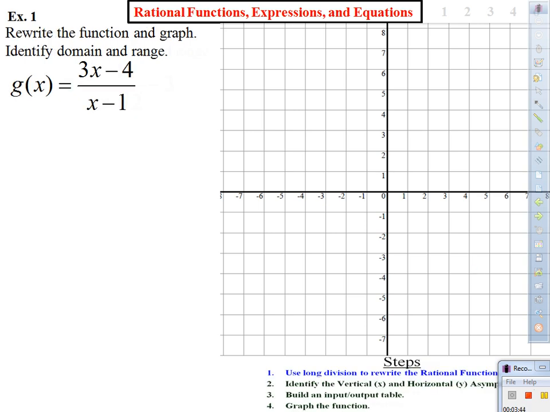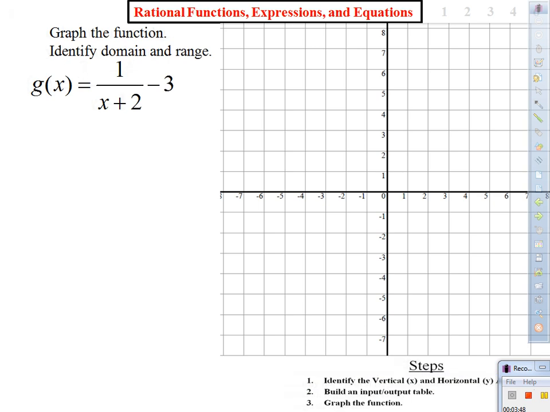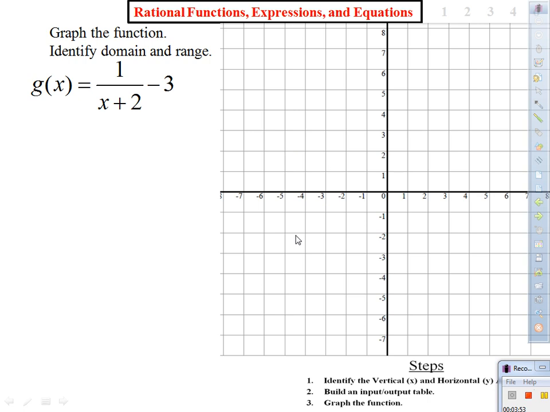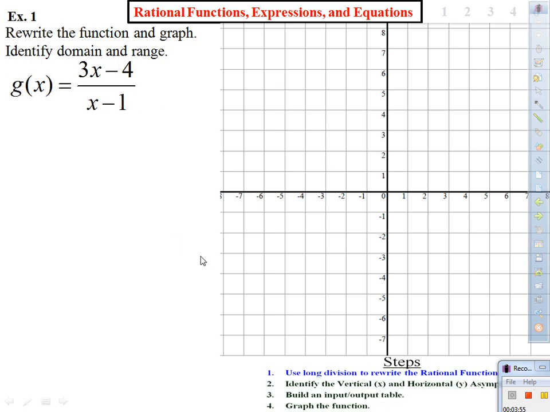Last week, today. Last week, today. Last week, today. Now, that's why for step 1, we have to use what? Long division to rewrite this to make it look like what we did last week. So copy that. Example 1, it says, rewrite the function and graph, identify the domain and range.